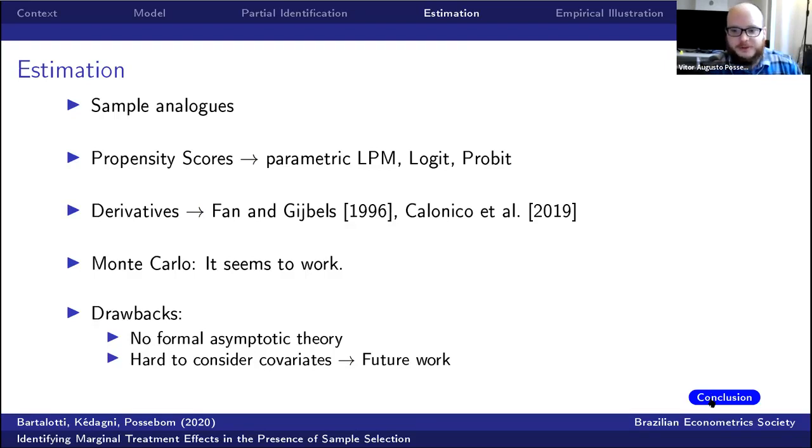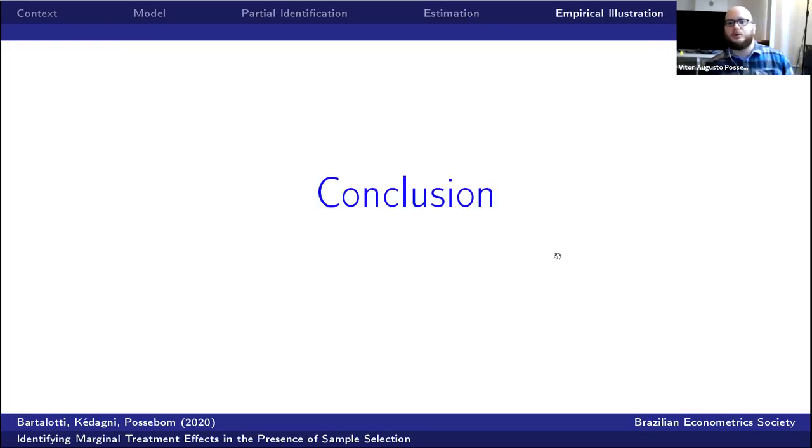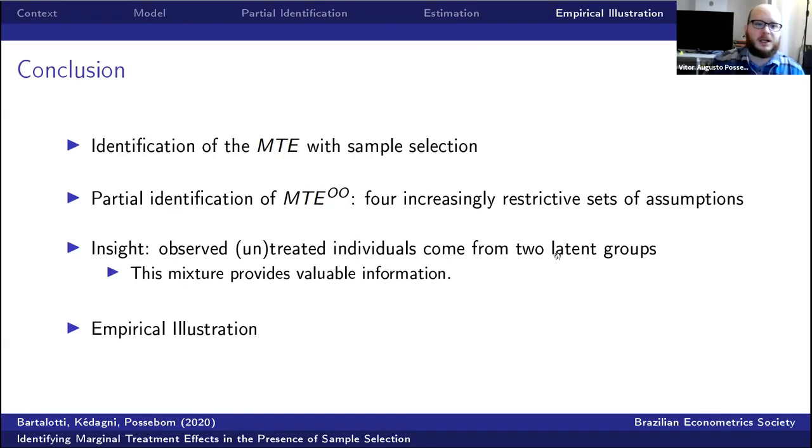Just to have more time for questions, I will jump to the conclusion. And the conclusion is basically highlighting the main points of our paper. First of all, we identify the MTE function with sample selection. We believe this is an interesting result, theoretically and empirically, basically because the MTE function is a very neat object to discuss heterogeneity in a very formal and coherent way.